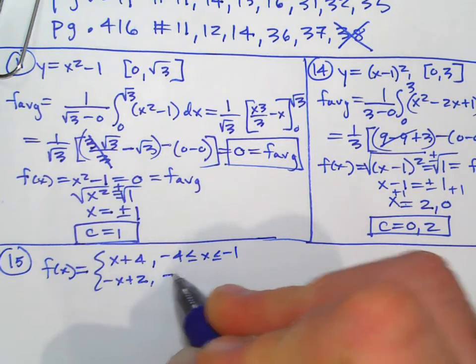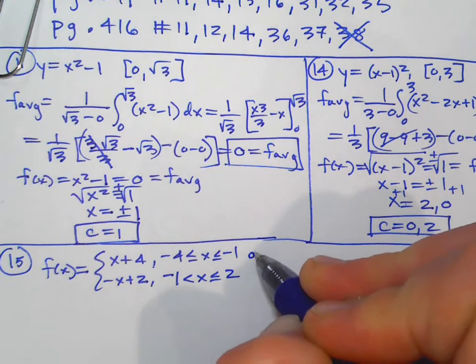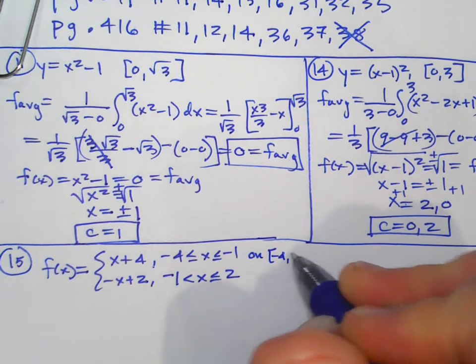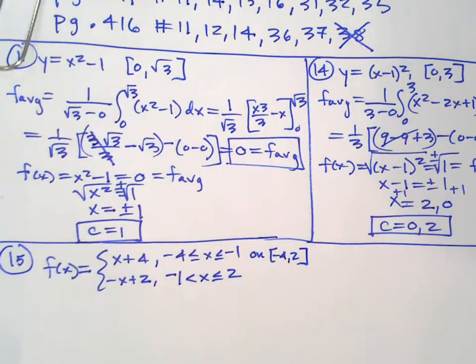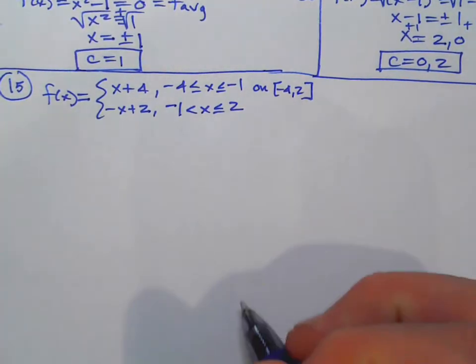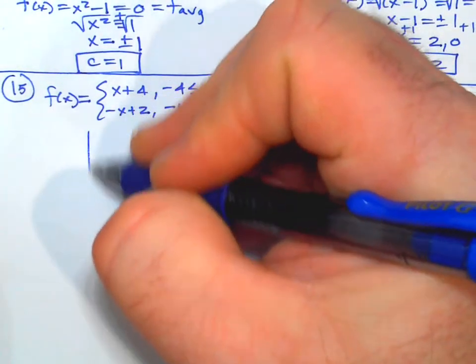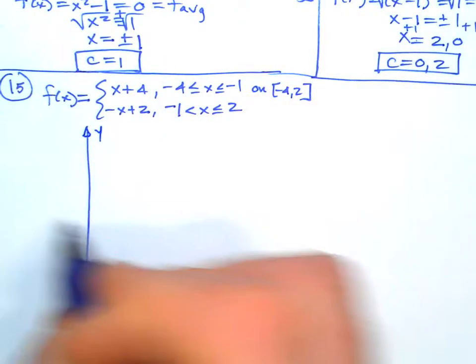And we're going to try and do this one on -4 to 2. So let's get a graph of this because we're going to use geometry. So the picture is going to be very helpful. I'm going from -4 to 2, so I guess I'll give myself a little more room on the left side.